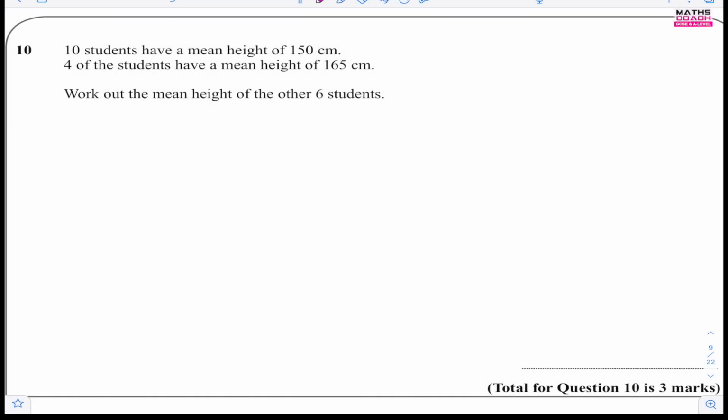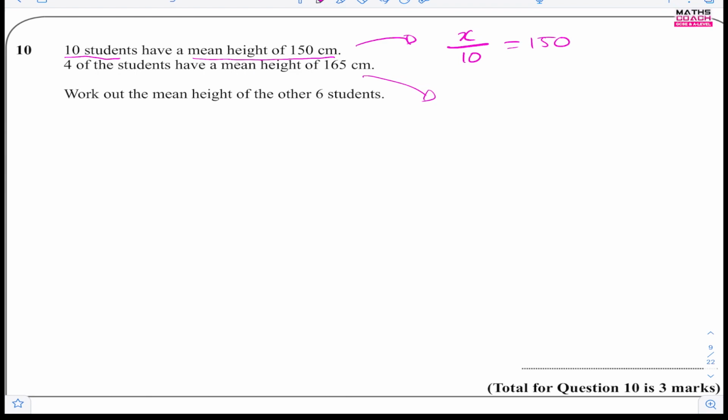Question 10. 10 students have a mean height of 150 centimeters. 4 of the students have a mean height of 165 centimeters. Work out the mean height of the other 6 students. Let's write down some of these. So we know that something, let's call it x, divided by 10, because we have 10 students, gives us a mean height of 150.